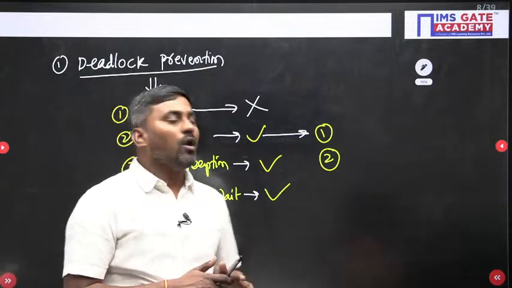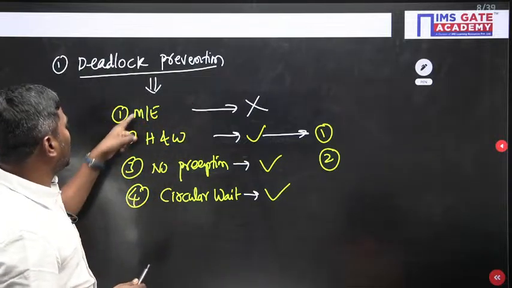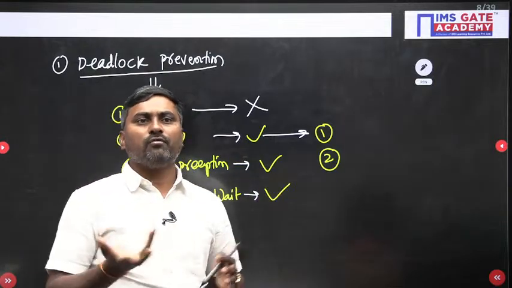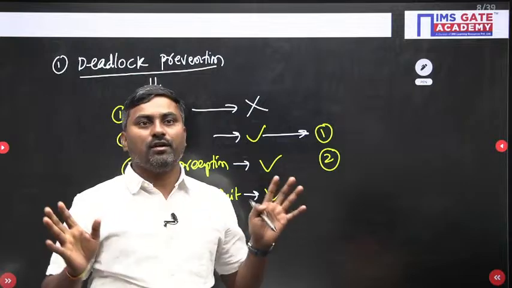That's how. So, mutual exclusion is not possible to break, but one of the other three conditions I can use for preventing the deadlock. That's how I can run it. I hope this is clear to all of you.